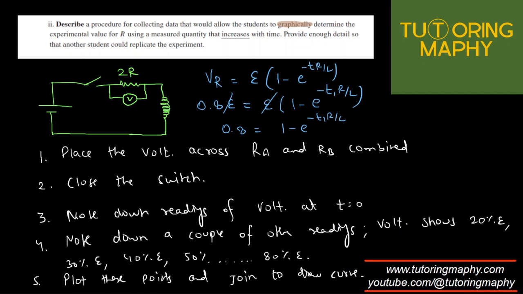And yeah, I think there is no need to mention this. Is there any procedure for collecting data that would allow students? Maybe we can mention this as point 6, that now taking 80%, we can just determine the value of R. There's no need to calculate R from here because I believe there is another question which wants us to do that.